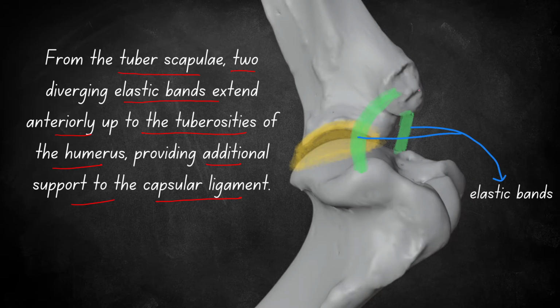So you can see that. So this one is the tuber scapulae. So from this what happened? Two diverging elastic bands arise, okay, up to the tuberosities of the humerus. Okay, and they provide support to this capsular ligament. So these are two elastic bands.